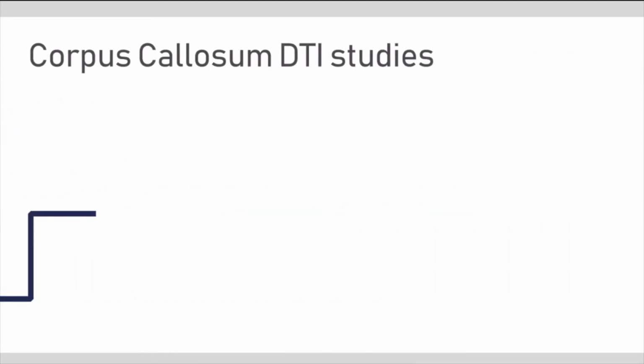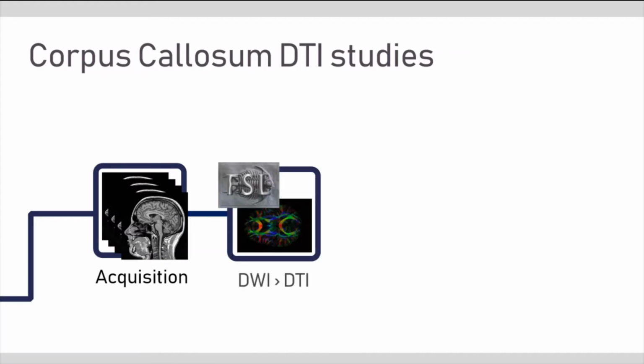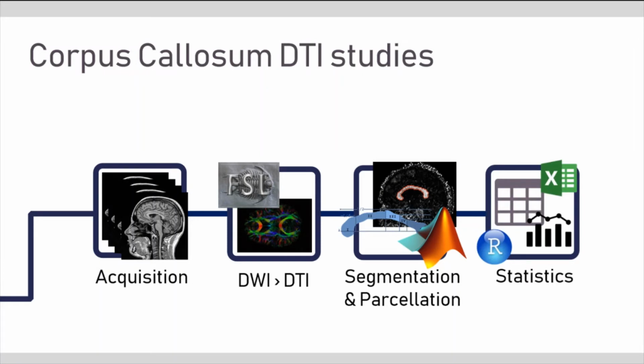Usually, studies of the CC in DTI follow a pipeline as shown. The diffusion data is acquired in an MR machine, followed by pre-processing and obtaining the tensorial image and its scalar maps. Then there is the segmentation, which means determining its limits, and parcellation, which is the division of the structure in different parts according to the cortical regions with which they are interconnected. Finally, all this information turns into numbers, tables, and statistics.